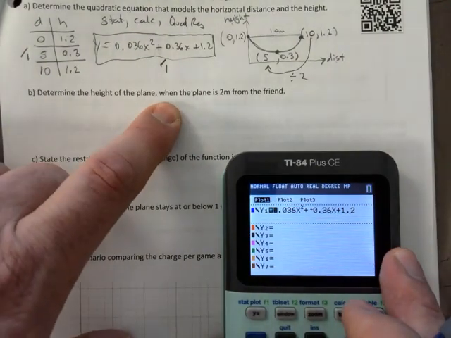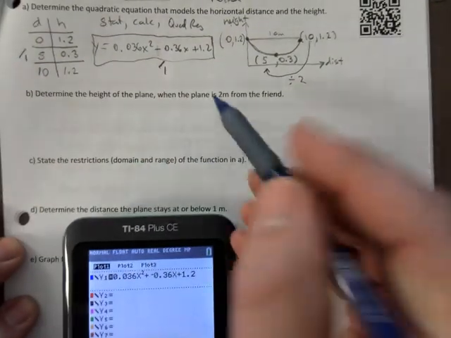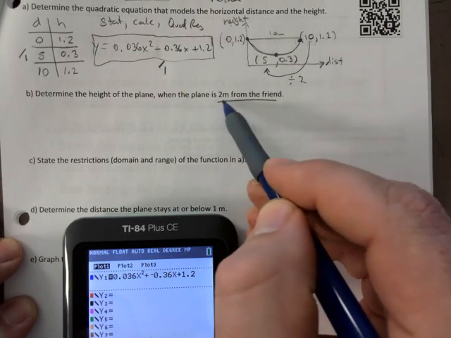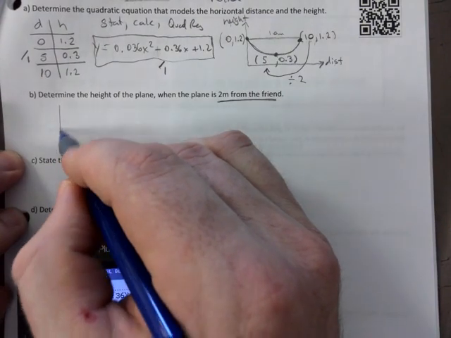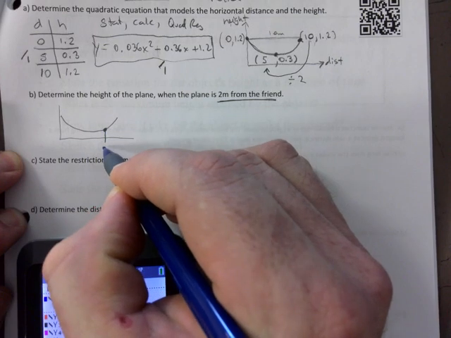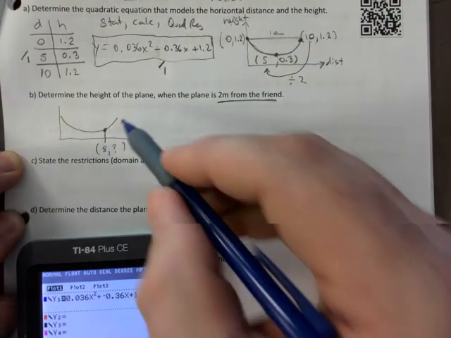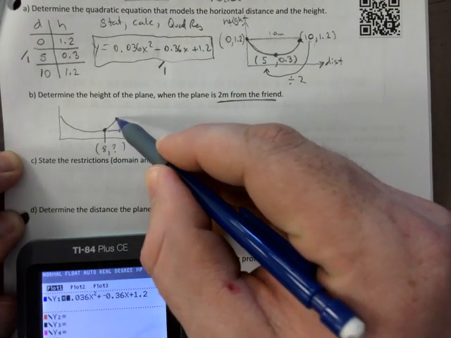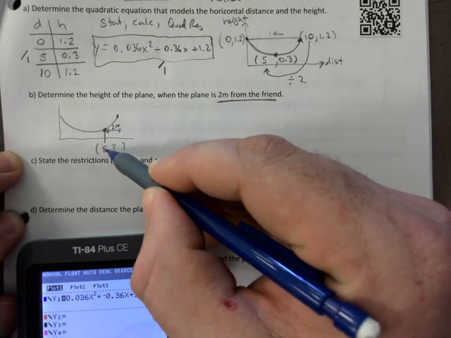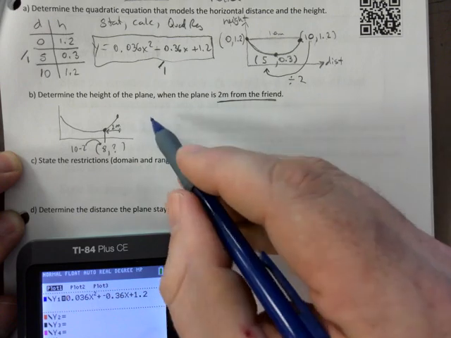Determine the height of the plane when the plane is 2 meters from the friend. Say what? 2 meters from the friend. So what X value am I looking for? If you want, okay, it would be right here. At 8 meters, I'm wondering what the Y value is. Because there's a 2 meter difference, right, between, there's 2 meters from the friend. So we go 10 minus 2 to get that 8.